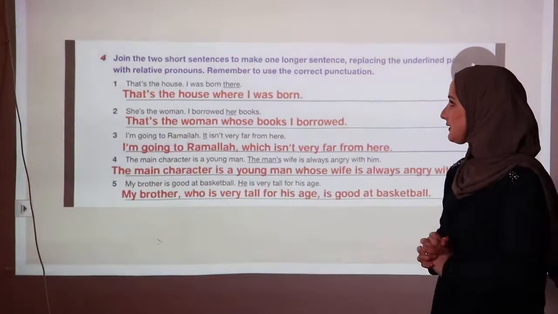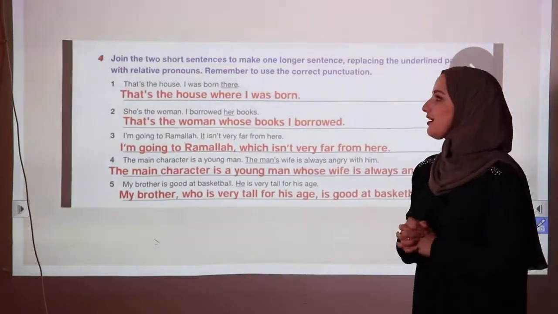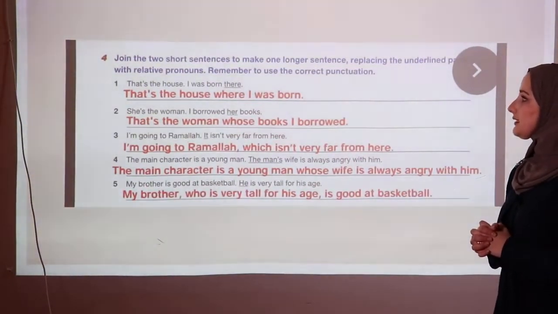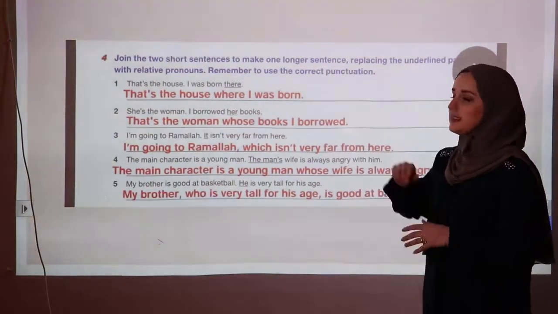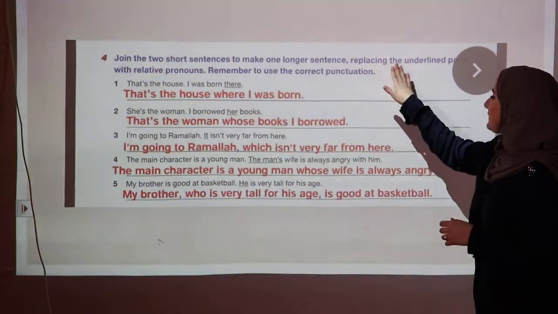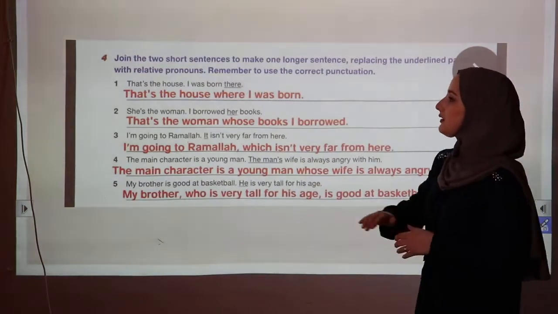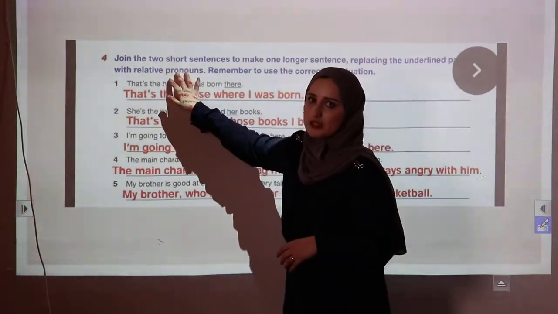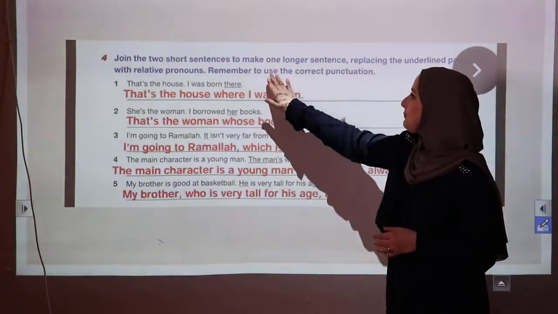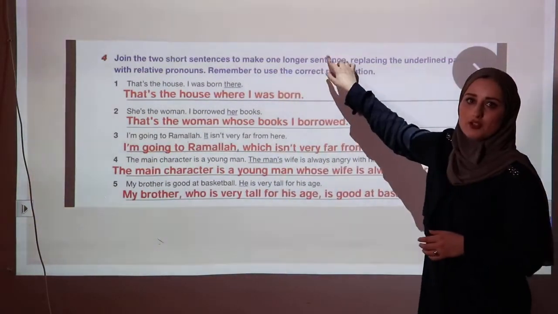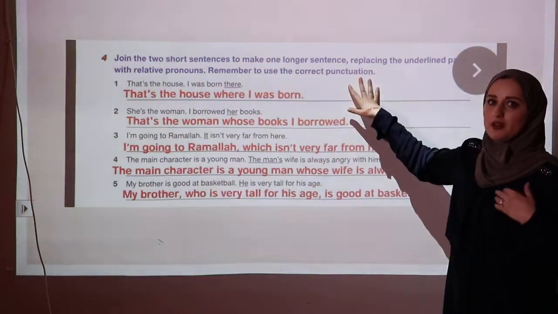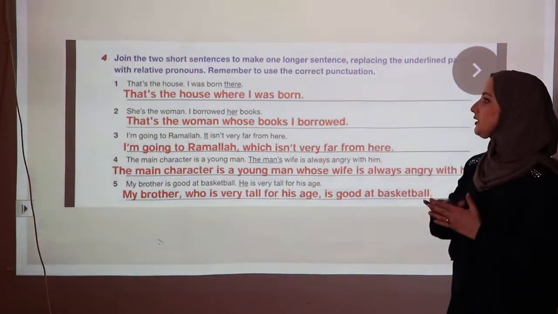One last activity, activity 4 on page 94. The question says, join the 2 sentences to make one longer sentence. So, join. Replacing the underlined parts with relative pronouns, you have to decide which is the correct relative pronoun. And remember to use the correct punctuation, the commas, the full stops. And this depends on whether the clause is defining or non-defining.